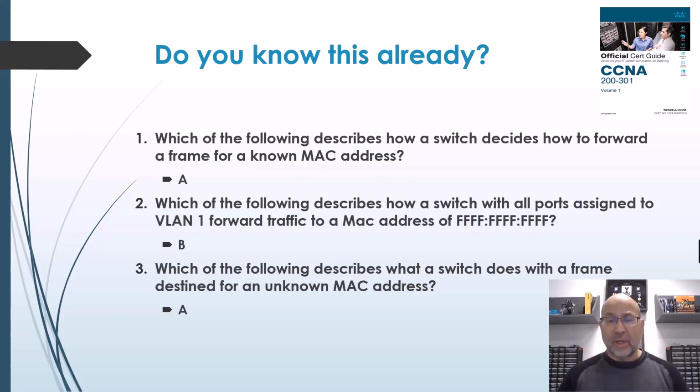Which of the following describes what a switch does with a frame destined for an unknown MAC address? Well, we have to be able to get to all possible nodes. So what a switch does with something that it doesn't understand, in other words, it looks at a MAC address and goes, well, this is not in my table, and this is not a broadcast or a multicast. Well, I got to find him. So it blasts it out every port except for the one that it came in on. We call that flooding, and so the behavior is exactly the same as a broadcast frame.